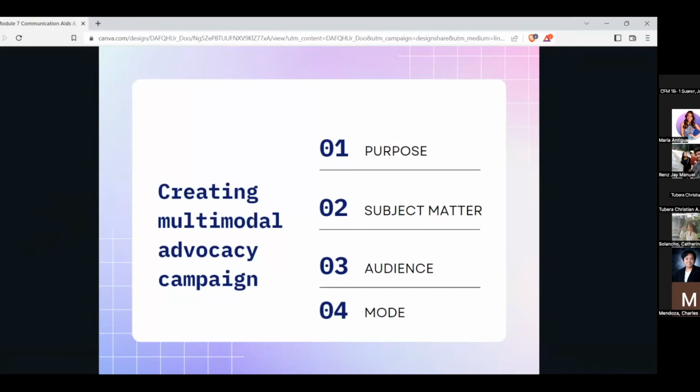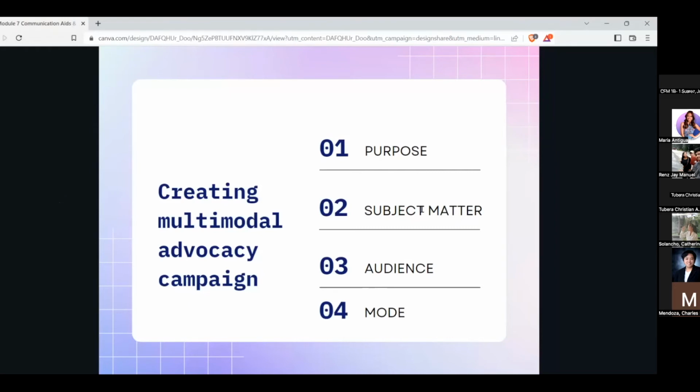All right. So, again, we have here purpose, subject matter, audience, mode. This combination of modes should meet these following factors. It depends on these following factors. Purpose, ayan na. What is the purpose of our multimodal advocacy campaign? Is it to inform, to inspire? Is it to persuade? Right?